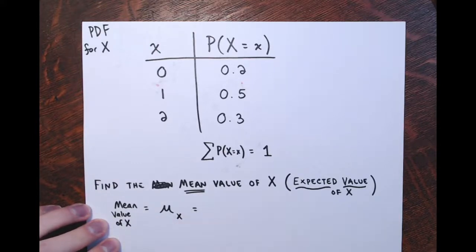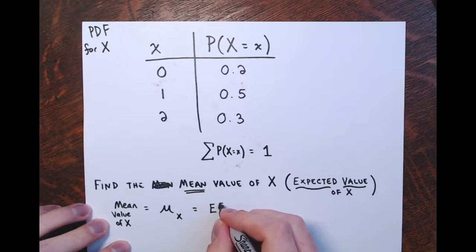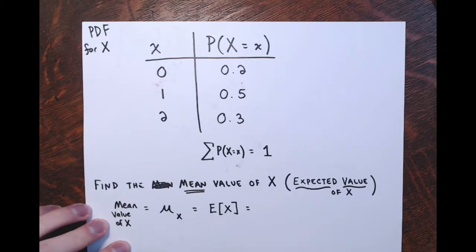Another way this is notated in some texts, I don't believe it's notated this way in KnewtonAlta, but you may also see this capital E and then in a bracket the name of the variable. This is also used in some books, just in case you're looking up stuff online and you see this notation, E of x. This is, again, the expected value or mean value of the random variable x.